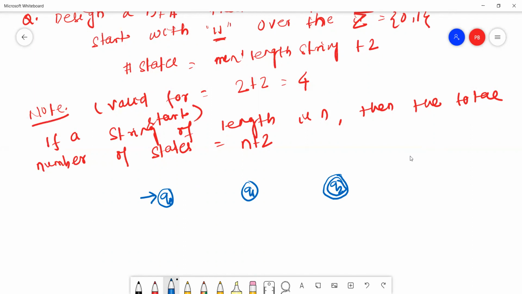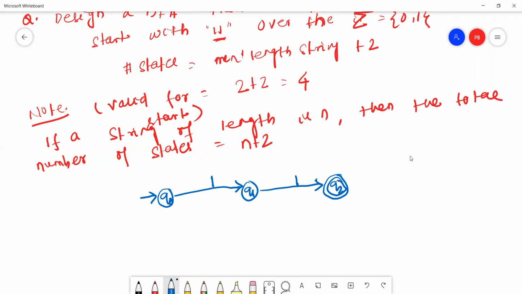Third step is to draw the transition for the minimum length string. Here the minimum length string is 1 1. What is the fourth step? The fourth step is to adjust other transitions according to the DFA rule. What is the DFA rule? Each and every state, on every input, exactly one transition should exist. That is the DFA rule.